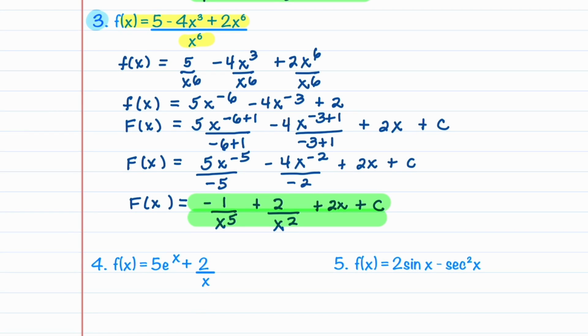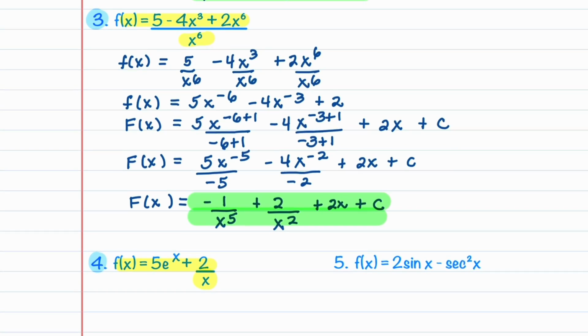Our last two examples are different than our first three because they involve exponential and trigonometric functions. In example 4, we're given the function little f of x is equal to 5e to the x plus 2 divided by x. We don't have to simplify this function at all. We can just go straight ahead and take the antiderivative.